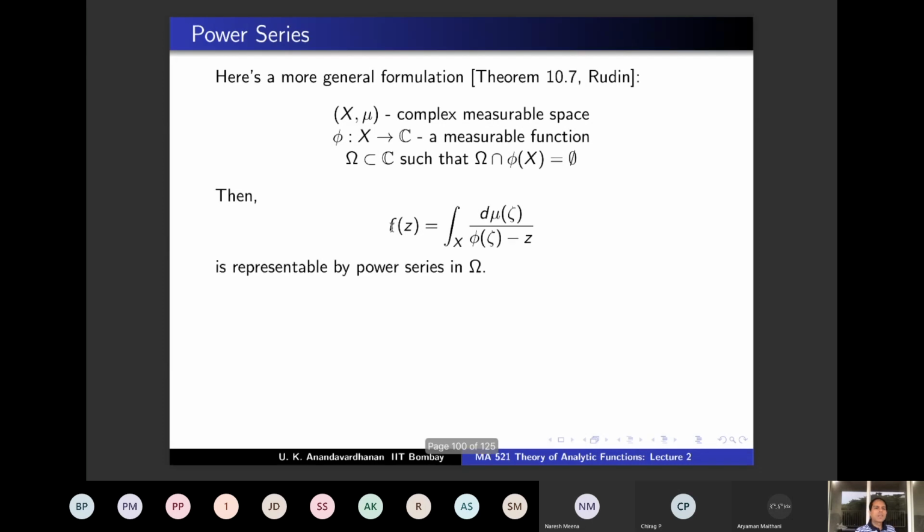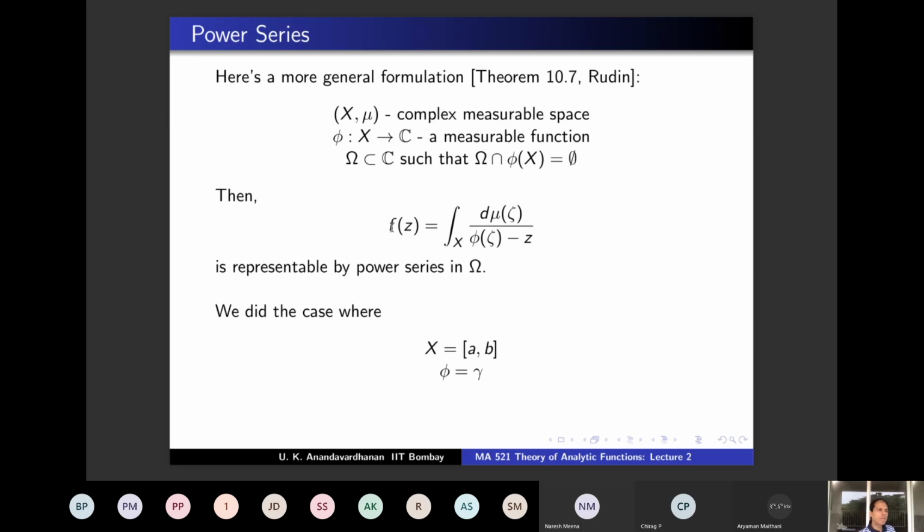So this is representable by power series in omega. Okay, so associated to an abstract measure space, you can construct a function representable by power series in omega. So what did we do? What we have done is we did the case where x is the closed interval AB. This was the parameterizing interval for our curve gamma, for our path gamma. And what was my phi? My phi was gamma. So gamma is a function from interval AB to C.